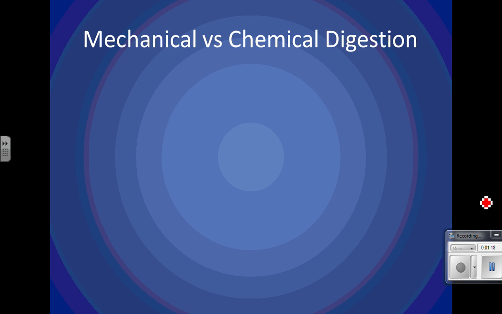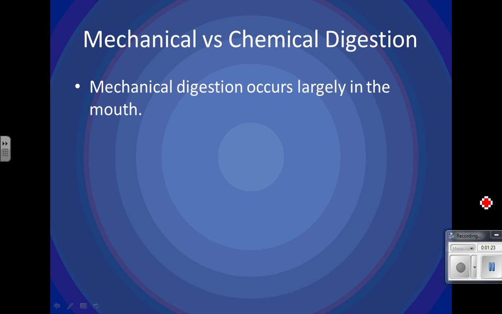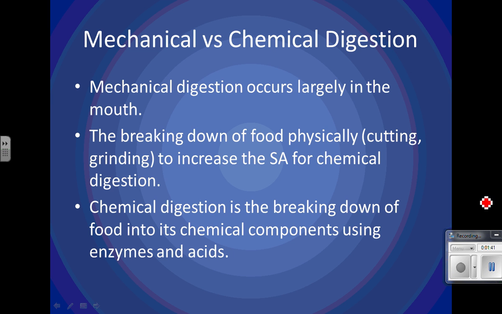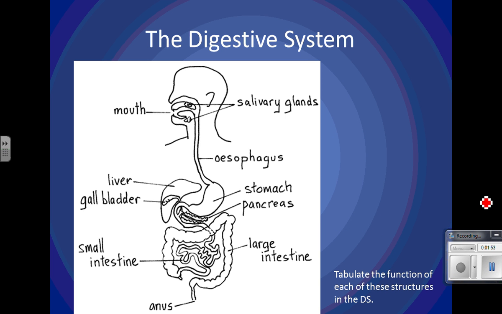All right. So, mechanical versus chemical digestion. Mechanical digestion is the cutting and grinding of food, and this largely occurs in the mouth. And the reason this happens is to increase the surface area for the enzymes to act upon for chemical digestion. Once again, digestion is the breaking down of food. Chemical digestion is the breaking down of food into its smaller chemical components, using both enzymes, which are a special type of protein, to speed up reactions, and acids.